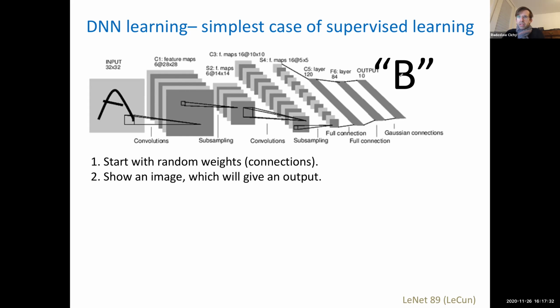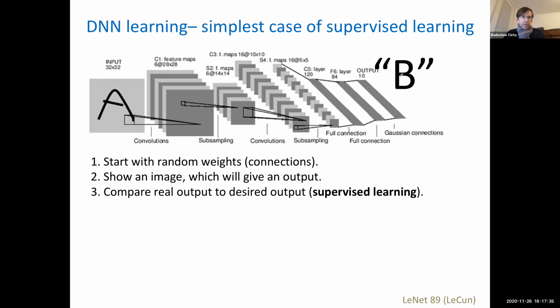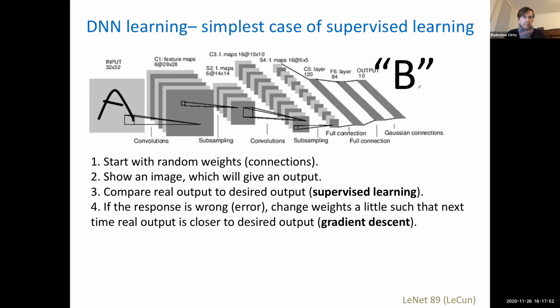Now, B is wrong, right? It's an error. So what we're going to do then is compare the real output to the desired output. This is supervised learning, meaning we know for, let's say, a subset of the data that this is supposed to be an A. We know that the network is saying B. So we just tell it, oh no, it shouldn't be a B, it should actually be an A. If the response of the network is wrong, we change the weights of this network, the connections, just a little bit, such that the next time you see this A, the output is more likely to be an A than a B.